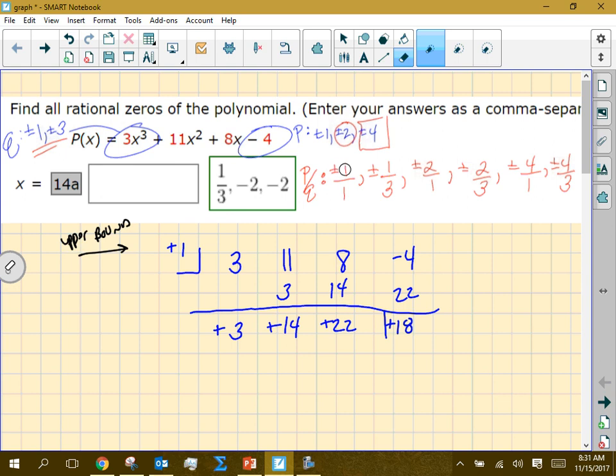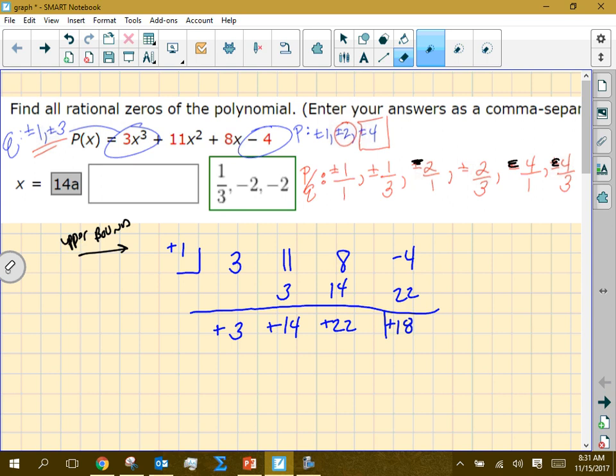Positive 1's not going to work because that was what we chose. But positive 2 is not going to work anymore. Positive 4, I don't have to try. Positive 4/3, I don't have to try. And that just simplifies our list of P over Q's that we have to test.